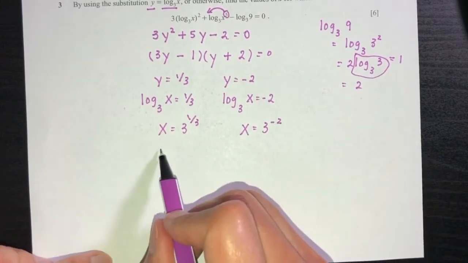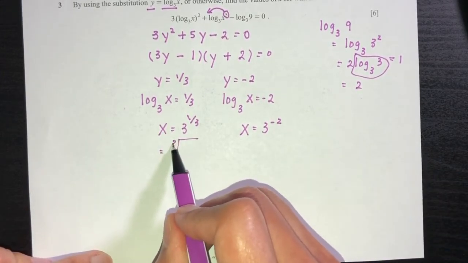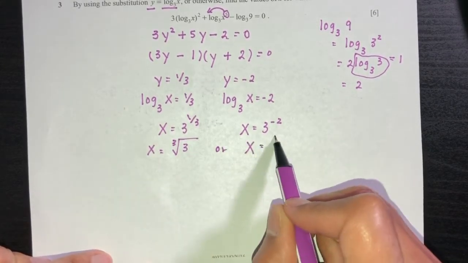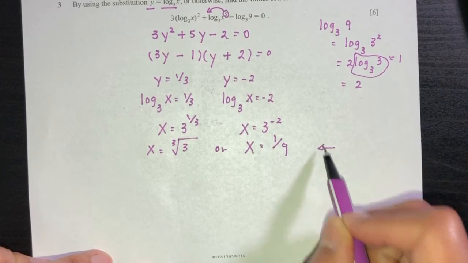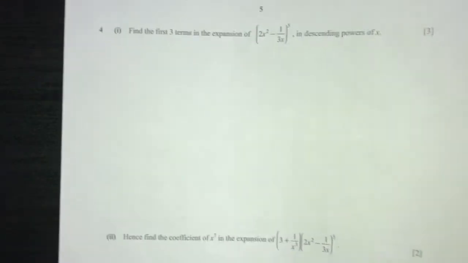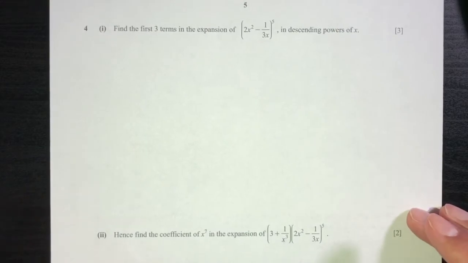If you simplify, that will become cube root of 3, or it can be 1 over 9. So those are the values of x. And that is your question number 3. Let's move on to question 4.